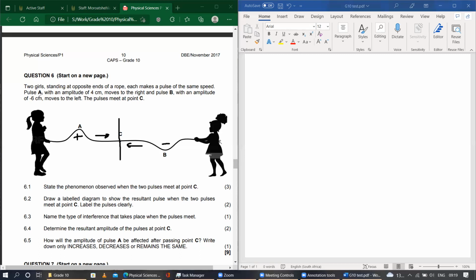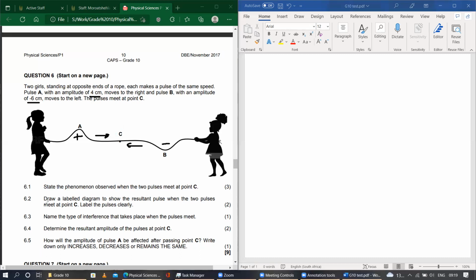Just looking at the magnitude, -6 and +4. This is greater than +4, so you know that the resultant pulse is going to be something down on this side, and it's going to travel to the left. But anyway, let's start.